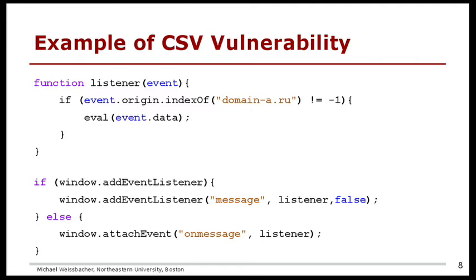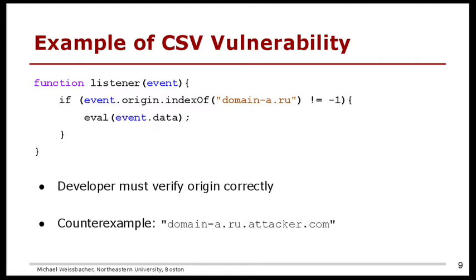And here they check with indexOf whether the string is contained. If this is successful, they evaluate the data property of this object. This is a string which can be sent by this other frame. And the code below is attaching this to the message event.